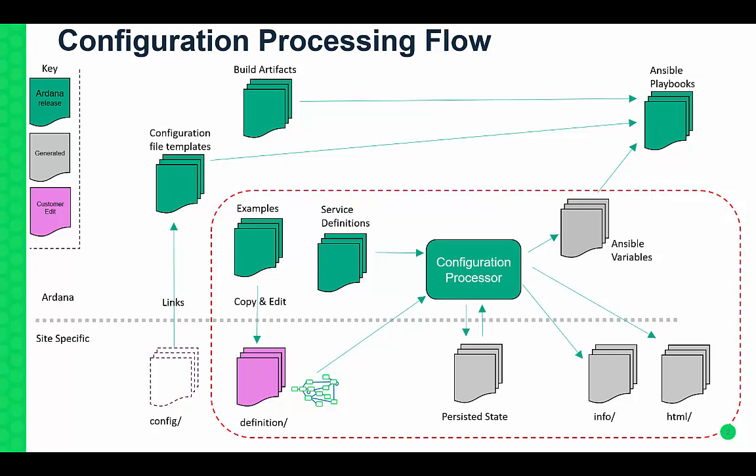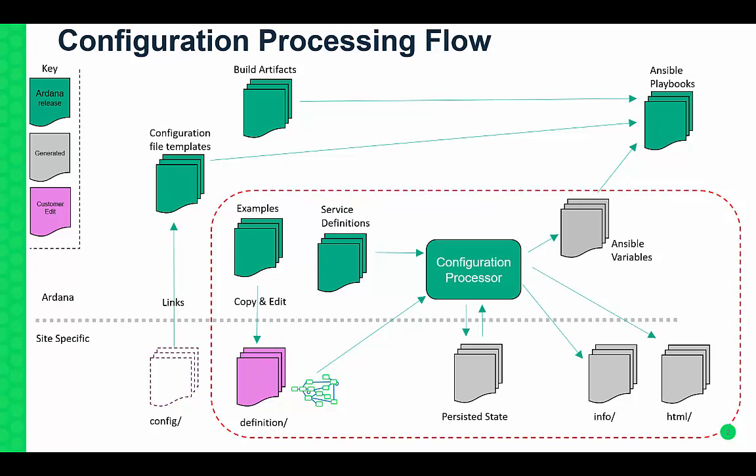This module reads in a customer definition, referred to as an input model. CLM also includes a set of predefined OpenStack service definitions. Using the input model and the service definitions, the configuration processor creates Ansible output that is used to deploy an OpenStack cloud.